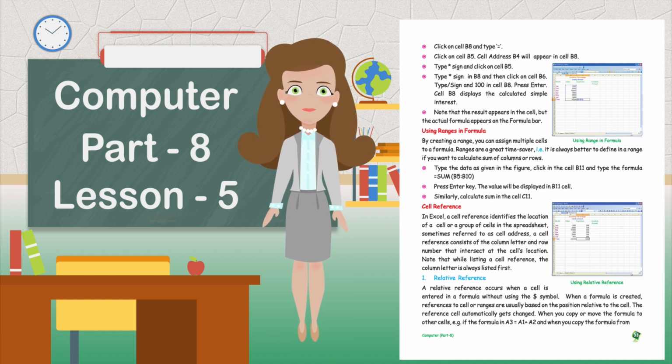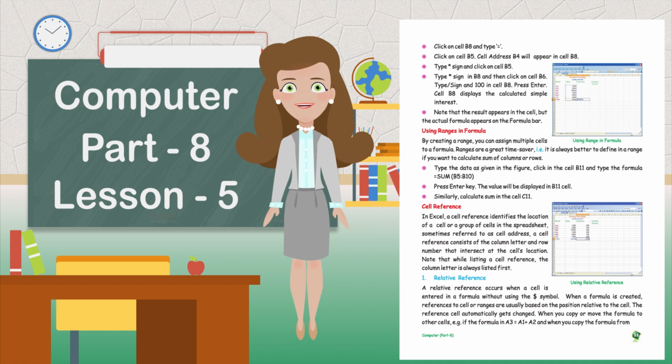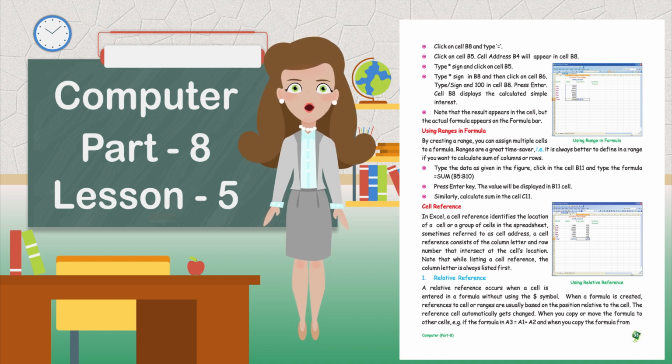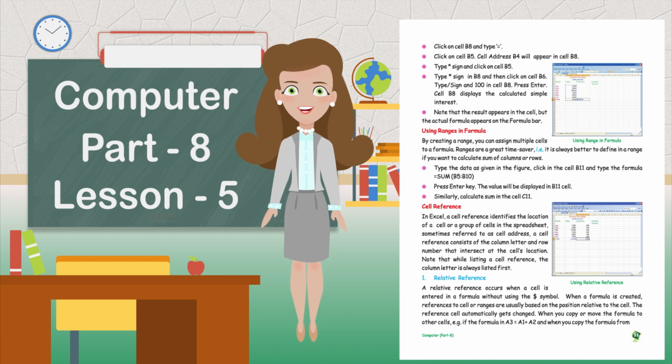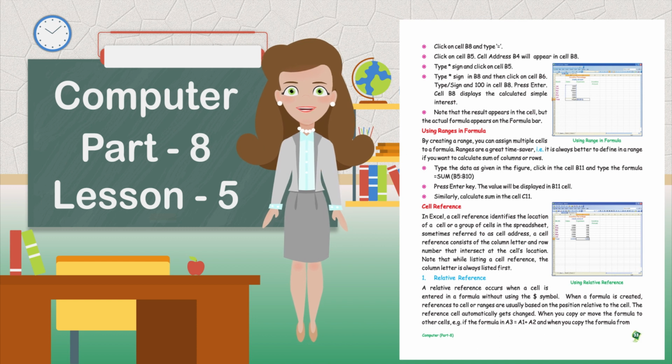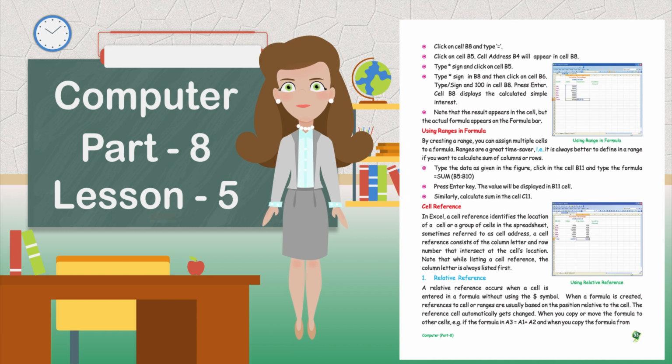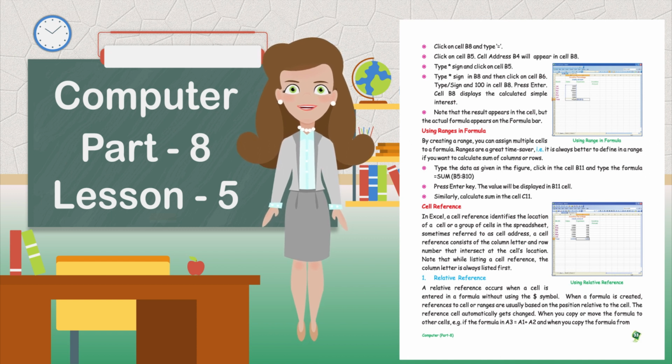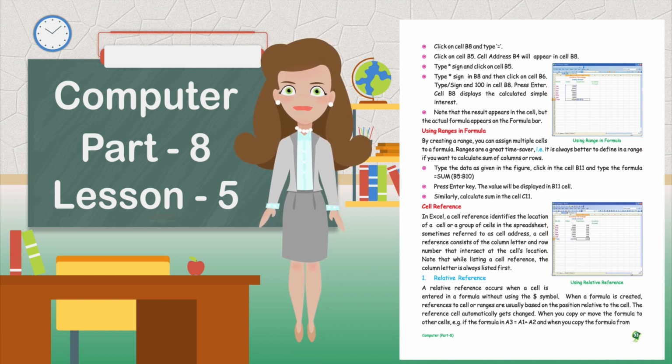Type the asterisk sign and click on cell B5. Type the asterisk sign in B8 and then click on cell B6. Type the oblique sign and 100 in cell B8. Press Enter. Cell B8 displays the calculated simple interest. Note that the result appears in the cell but the actual formula appears on the formula bar.